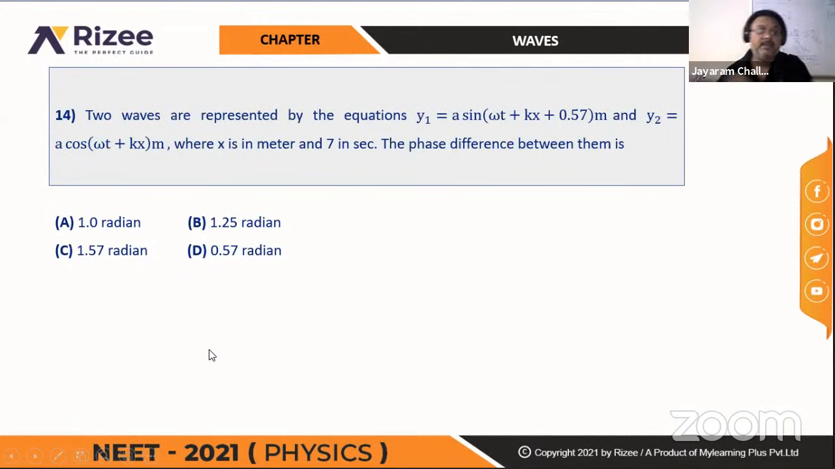So next one, two waves are represented by y is equal to a sin(omega t plus kx).